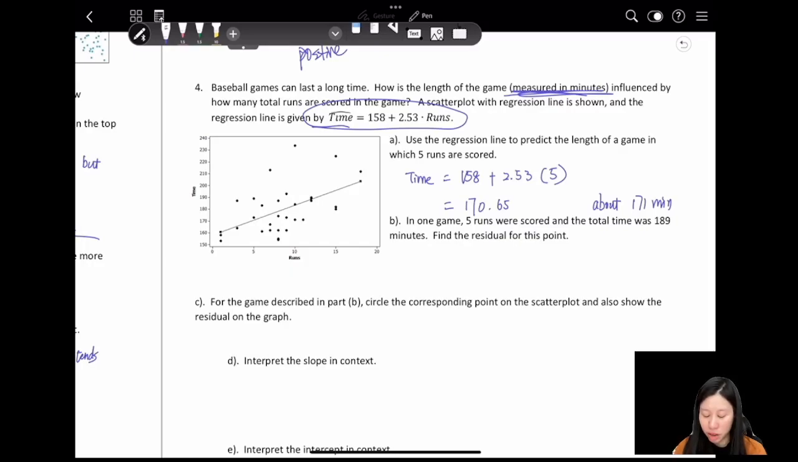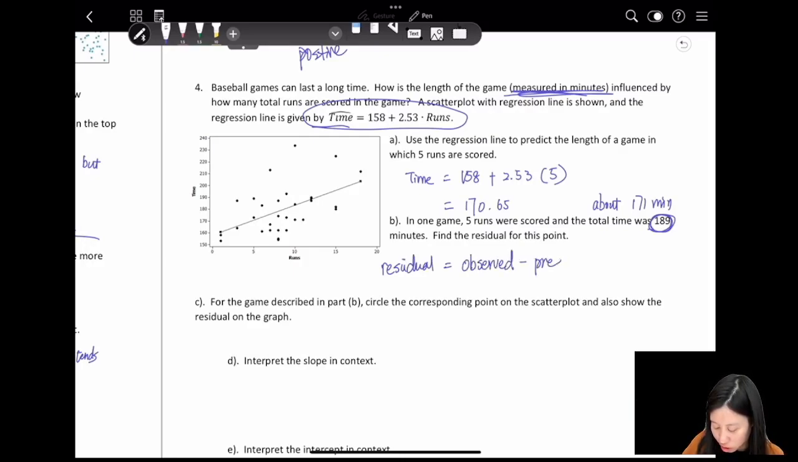B. In one game, 5 runs were scored and the total time was 189. Find the residual for the point. So look, this is the observed value, the observed value when 5 runs were scored. So we know that the residual equals the observed time subtract the predicted one. The observed time is 189 minutes, subtract 171, which is what we found from part A, which is 18 minutes. That's the residual. That's the difference.